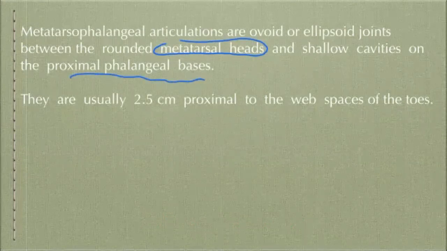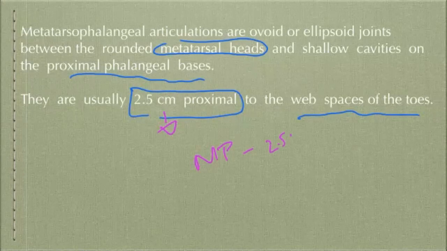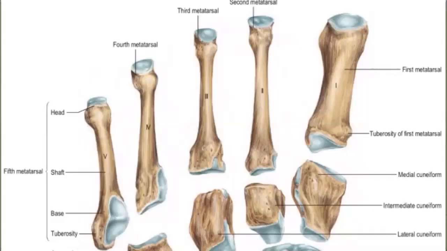Yes, they are usually 2.5 centimeters proximal to the web spaces of the toes. Okay, remember that. So the MP joints, they are usually called MP joints. Metatarsophalangeal joints are 2.5 centimeters proximal to the web space of the toes. Right.